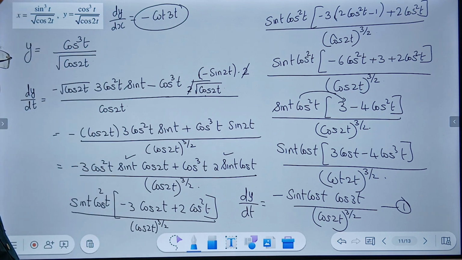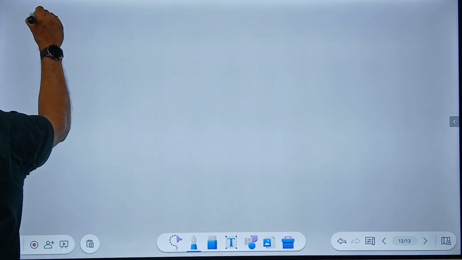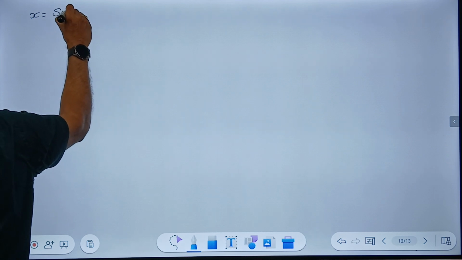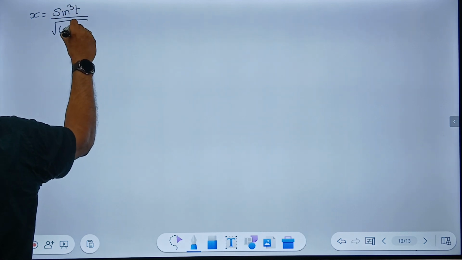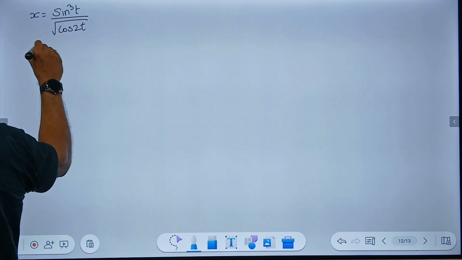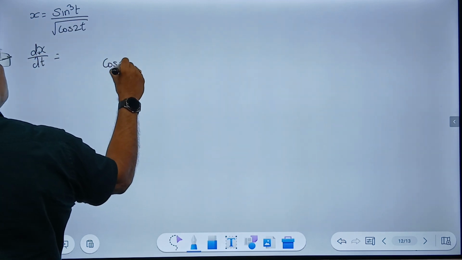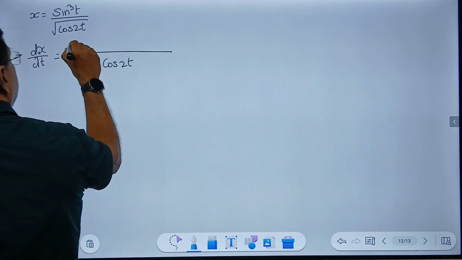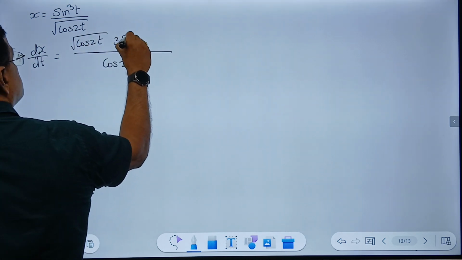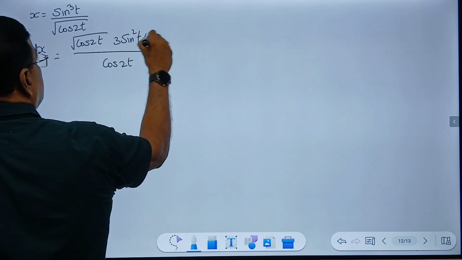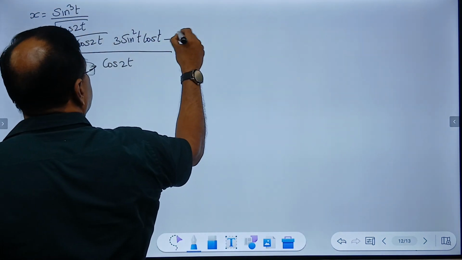Now I have to find dx by dt. Maybe I'll just do it for you. I get x is equal to sin cube t divided by root of cos 2t. I'll just do it a little fast. So dx by dt will be cos 2t, and numerator will be root of cos 2t into 3 sin square t. This is exactly like what you did for dy by dt. Only thing, the function is slightly different.